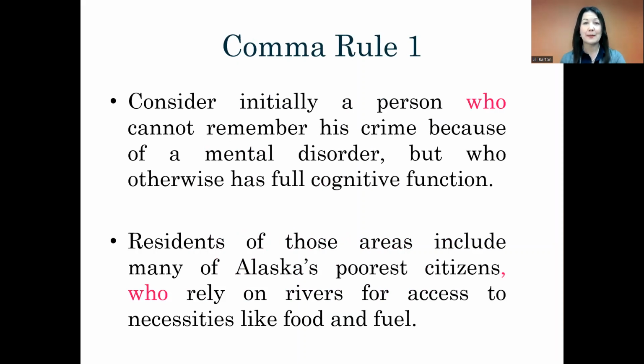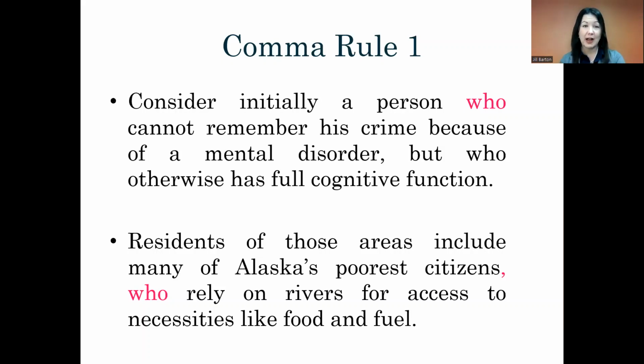Now here we have 2 examples, both with the word who. The first one has no comma. The second one does have a comma. And the difference here is just based on the writer's intended meaning. Here, this sentence without the comma is really trying to describe essential information about this person. The sentence would not work unless we were giving the information that this person cannot remember his crime or that this person otherwise has full cognitive function. So those 2 parts of the sentence are essential. We can't take them out of the sentence and have the meaning that the writer intends.